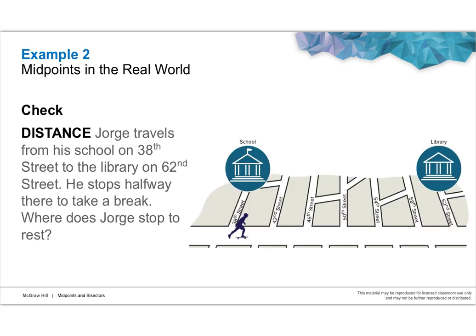Then in our application check, Jorge is traveling from 38th Street to the library on 62nd Street, and he stops partway through his journey. So we will average those two. And of course, we get that that is 100 divided by 2, so his stop is going to be at the number 50, but in the context of the problem, 50th Street.